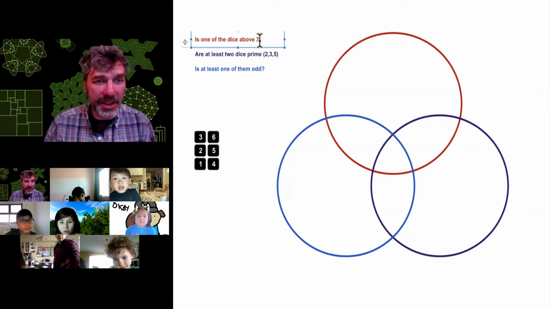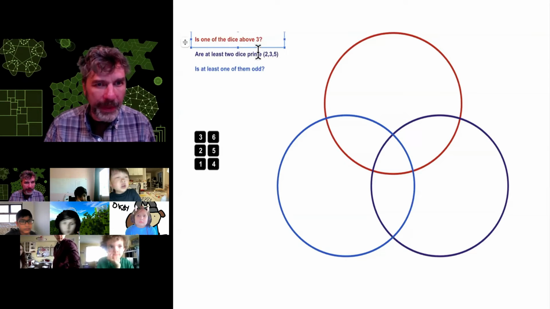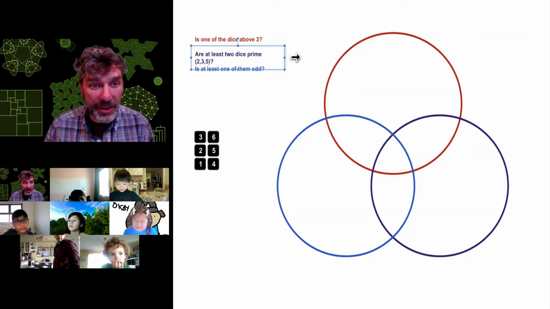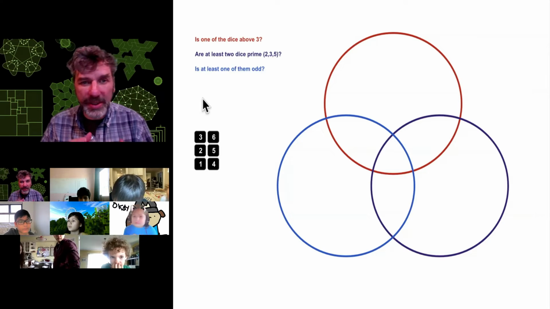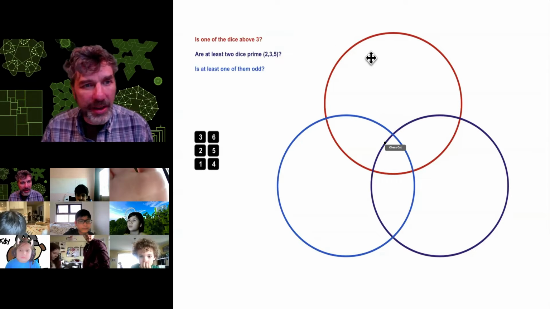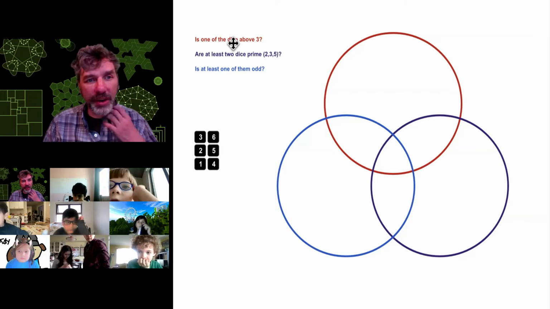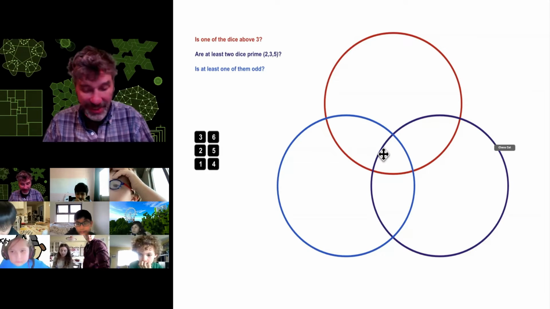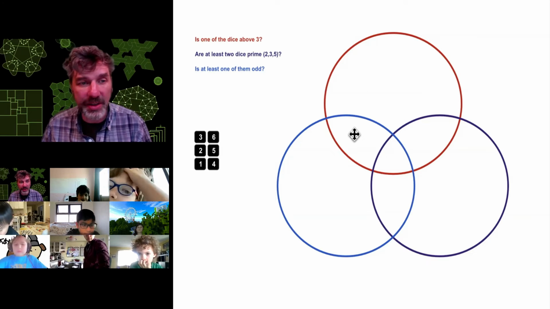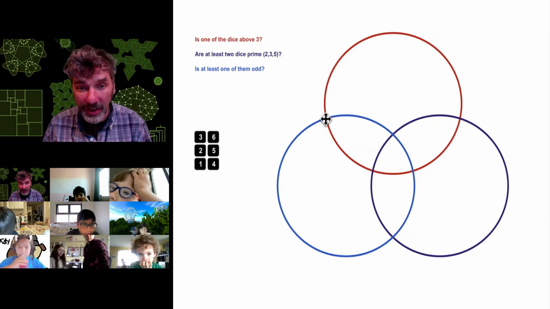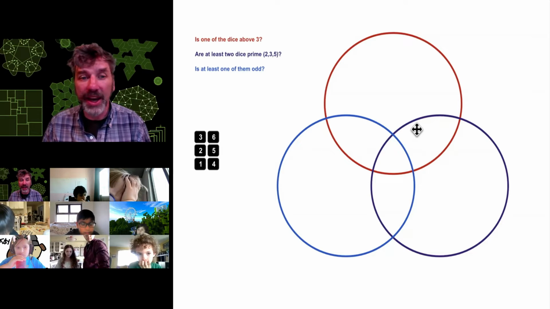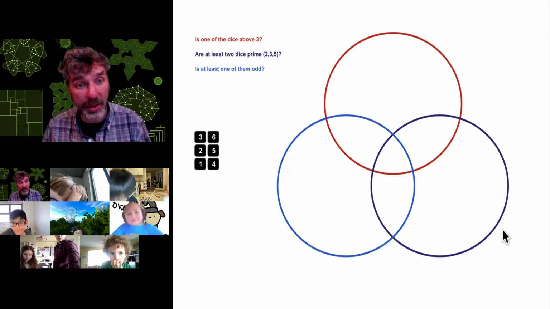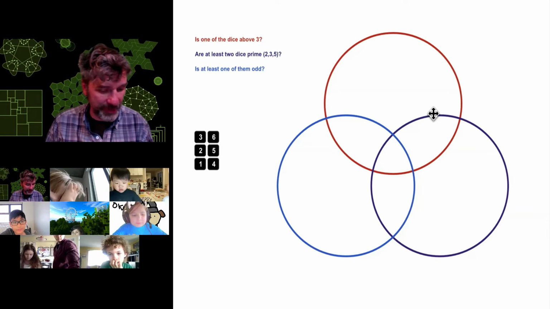So these are the questions that you guys have asked. And now we are going to see if this is true. If one of the dice is above 3, then your solution, the dice that I've rolled, is going to go inside this red circle. If at least one of them is odd, then it's going to go in this blue circle. And if at least 2 of the dice are prime, then they're going to go in this circle here.